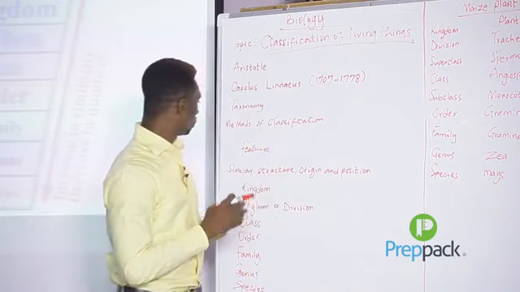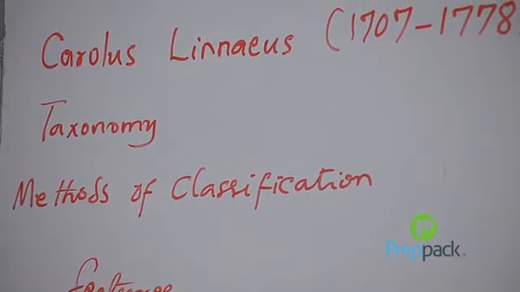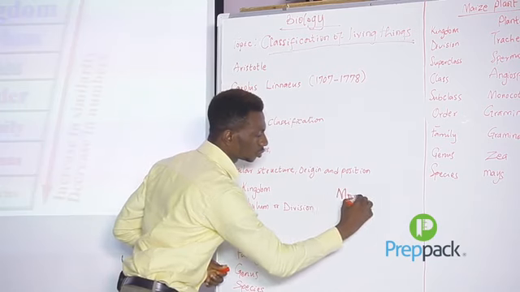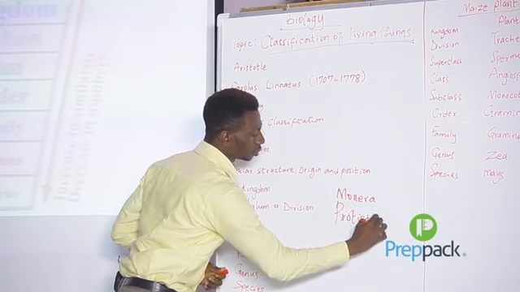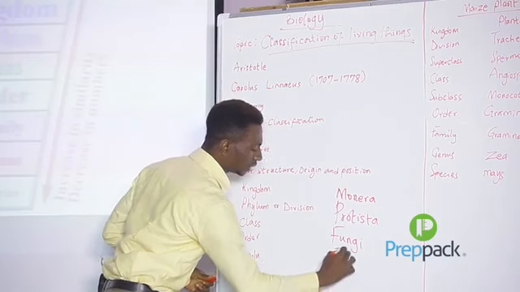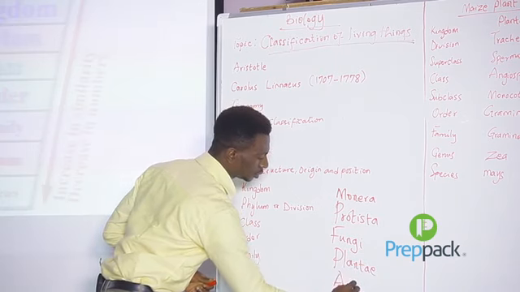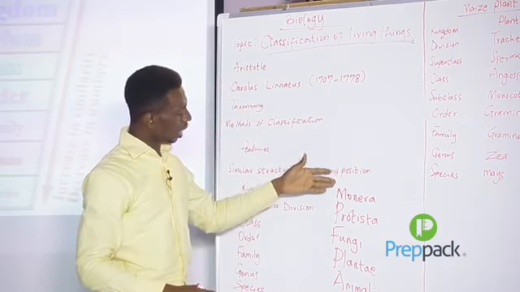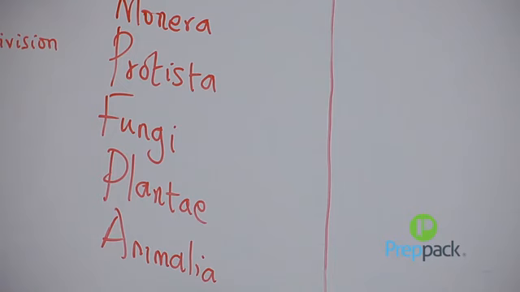That's why in the modern system of classification, we have the 5 kingdoms, and they are the kingdom Monera, kingdom Protista, kingdom Fungi, kingdom Plantae, and kingdom Animalia. These 5 kingdoms are the kingdoms where every organism falls into.